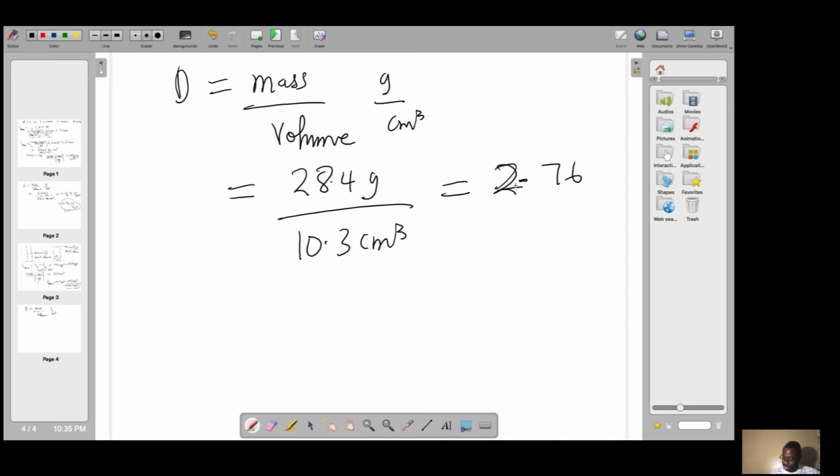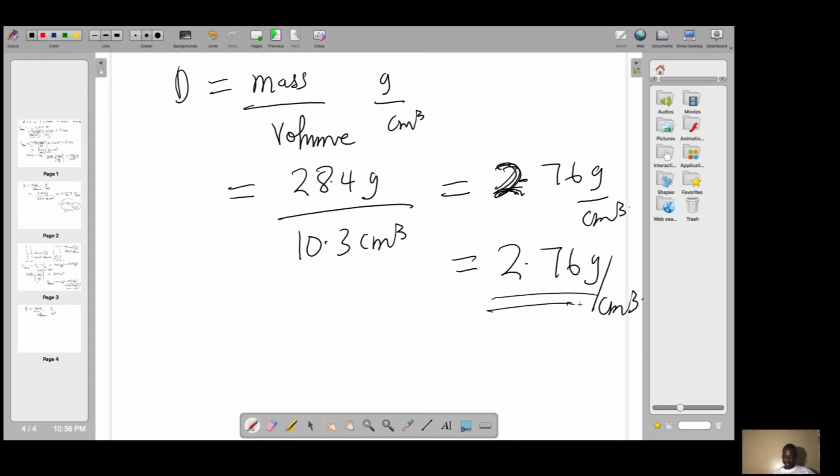So if we do, we are going to get 2.76 grams per cubic centimeter. So that is it. Let me write it again, 2.76 grams per cubic centimeter. Okay. So that is the density. And here, we're keeping track of the number of significant figures. In this case, we'll put it to 3 significant figures, which is that.